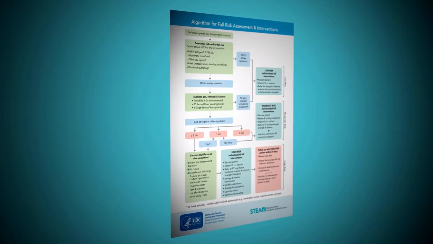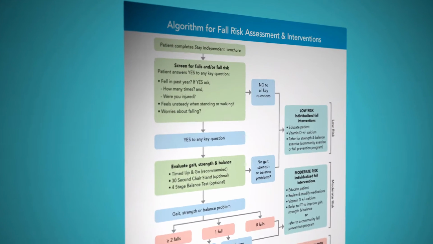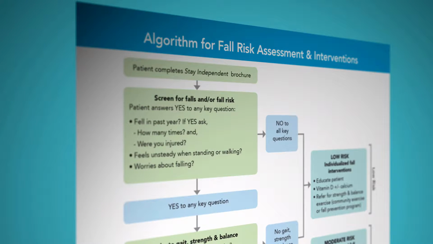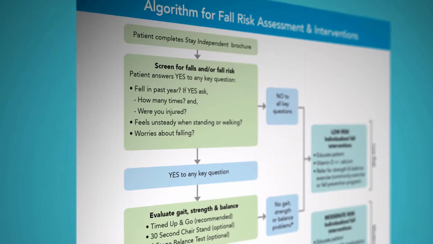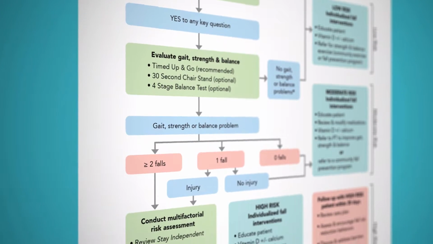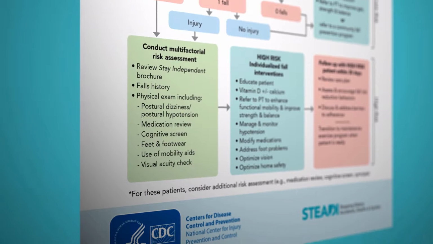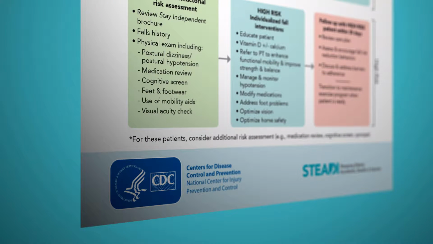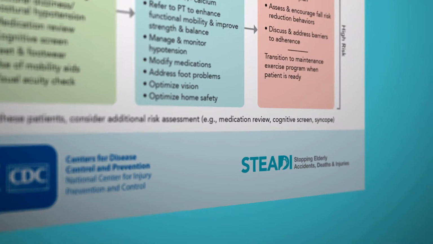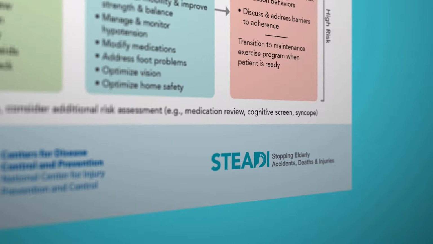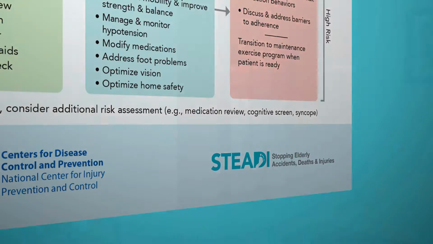If a patient screens positive by answering yes to any question, the STEADI algorithm can help you determine the next steps. The algorithm is the core of the STEADI program. It is adapted from the recommendations of the American and British geriatric societies. Specific assessments are suggested to determine a patient's fall risk and appropriate interventions for each risk level.